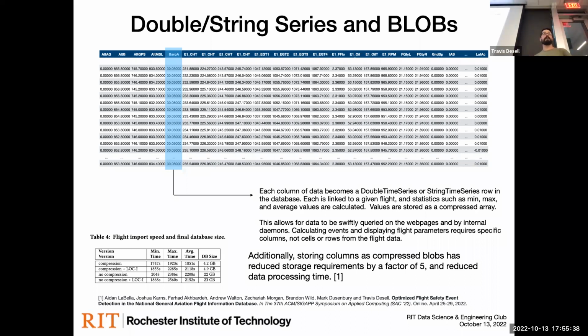So what we do when we import all this time series data is, instead of doing something like that, we pull out every column and then we compress it as an array and store it as a blob. When we pull in the column of data, we can calculate some nice things like the maximum value, the minimum value, and the average value, which is actually pretty useful.